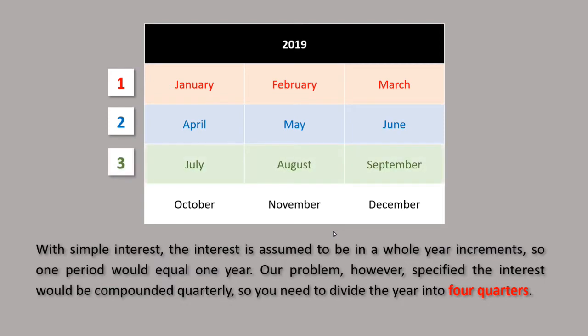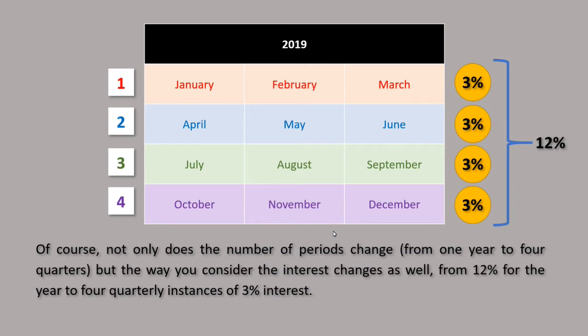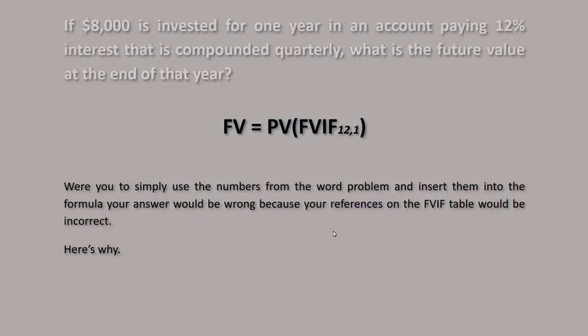Quarterly, 1, 2, 3, 4 quarters per year, same amount of time, you're just considering it in a different manner. Now, of course, not only does the number of periods change from 1 year to 4 quarters, but the way you consider the interest changes as well. It's still going to be 12% over the course of the entire year, but it's 4 quarterly instances of 3%, right? So here's why this is significant. Were you to simply use the numbers from the word problem and insert them into the formula, your answer would be wrong because your references on the FVIF table would be incorrect.